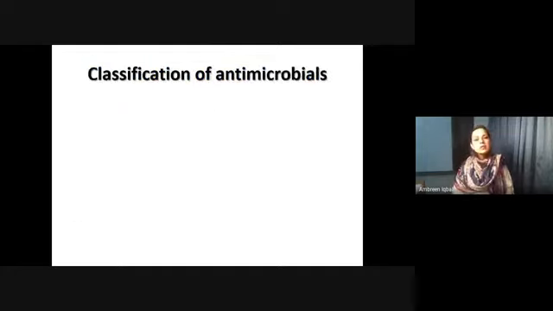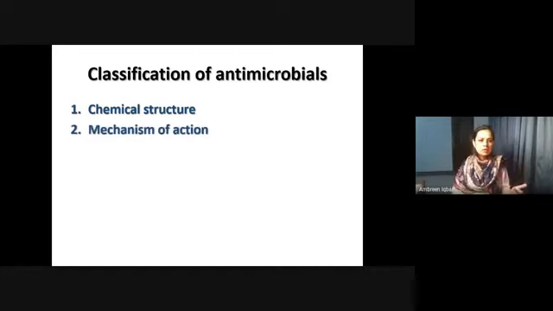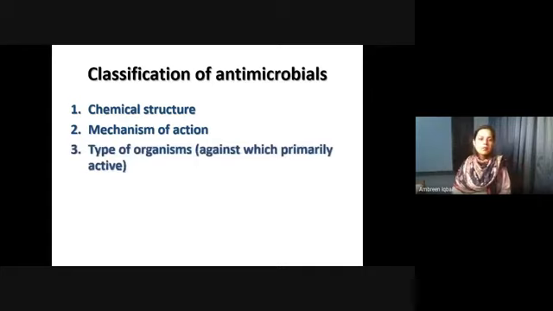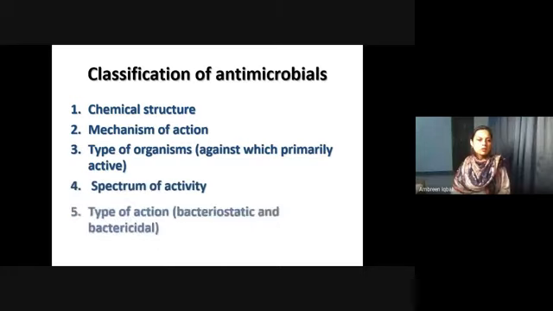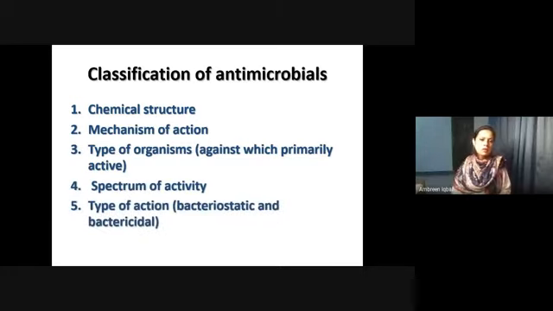The next is classification of antimicrobial agents. You can classify these antimicrobials into different categories on the basis of different points: on the basis of chemical structure, on the basis of mechanism of action, on the basis of the type of organisms against which they are primarily active, on the basis of spectrum of activity and type of action, either bacteriostatic or bactericidal, and on the basis of the source of the antibiotics. These are the types of classification on which you can classify these antibiotics.